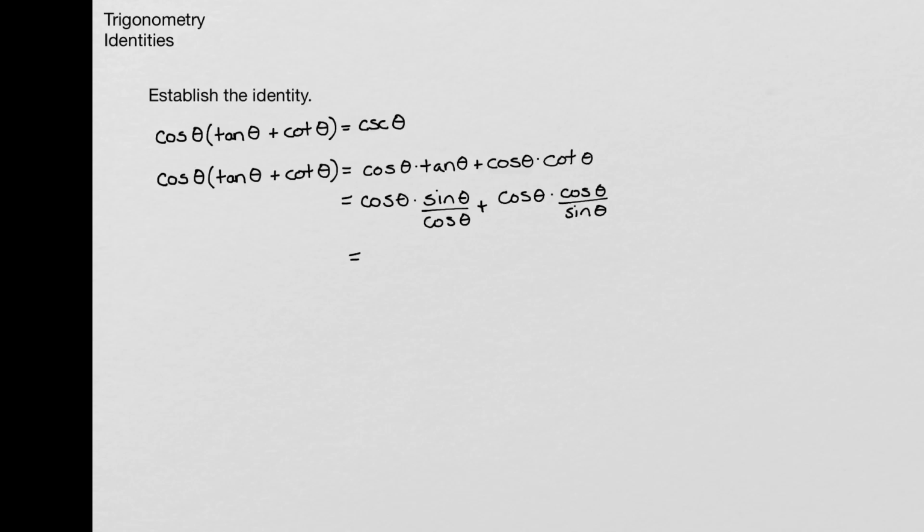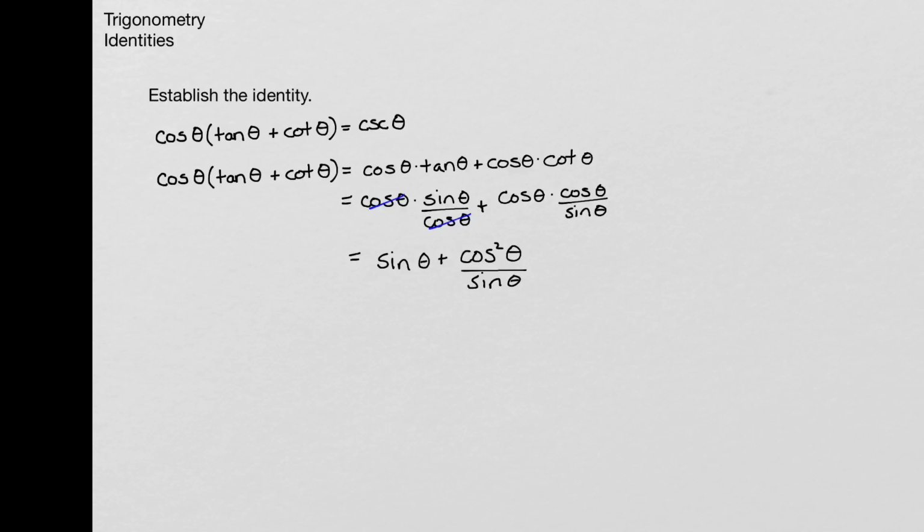And now what I'll do, because I can do some canceling here, so cosine theta cancels. Just make sure that if you're crossing out, as I just did, you can still see what's underneath, so that way when it's being graded, people know what you've written there. Okay, so that term simplifies to just the sine of theta plus, and then I have cosine squared theta over the sine of theta.